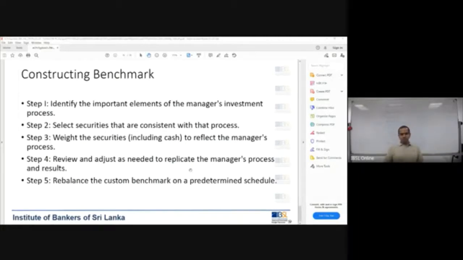Then how do you construct a benchmark? Identify the important elements of the manager's investment process. Right? What are the elements that you need to focus on? Select securities that are consistent with that process. What are the securities that are suitable for this? Weigh the securities, including cash, to reflect the manager's process. Review and adjust as needed to replicate the manager's process and results. Rebalance the custom benchmark on a predetermined schedule. Right? You need to rebalance. Right. So that's on performance management.